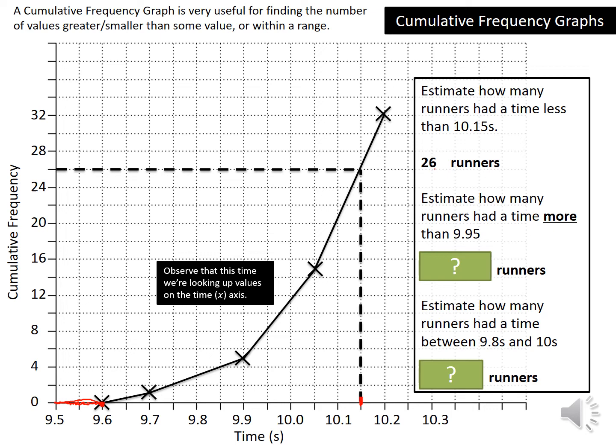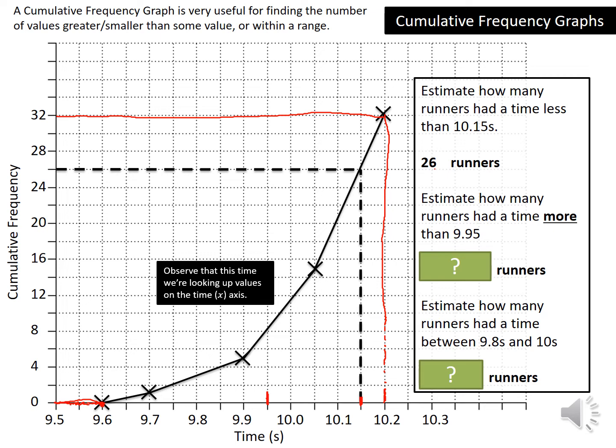So with this one, we're going to be going the other way. So 9.95 is here. But this time, because we're looking for how many had more than, it's going to be between the range 9.95 and 10.2. So the region we're going to be looking in is going sort of between there and there, so obviously a bit neater than this. If you're doing it in a test, you'll need to use a ruler.